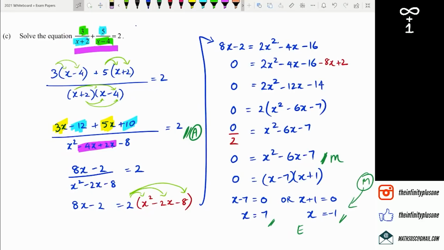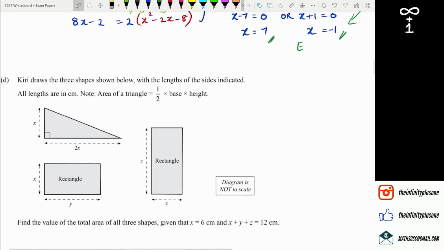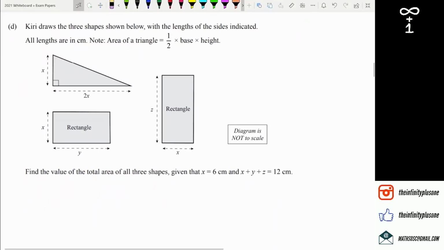All right, so let's go to the next question. Okay, so what we have in this question is we've got 3 shapes. All the lengths are in centimeters. Area of triangle is half times base times height. Find the value of total area given that x is 6, x, y, y. Okay, right. Fun times, isn't it?